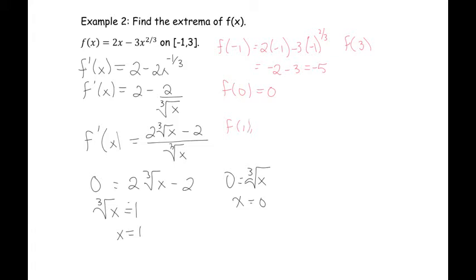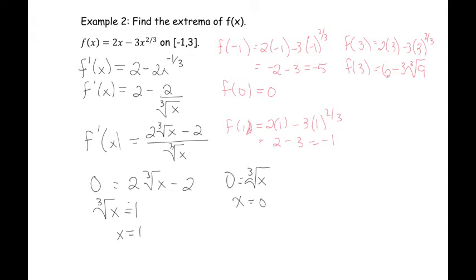F of 1 is going to be 2 times 1 minus 3 times 1 to the 2/3, which ends up being 2 minus 3, which is negative 1. And then f of 3 would be 2 times 3 minus 3 times 3 to the 2/3. F of 3 will be 6 minus 3 times the cube root of 9.